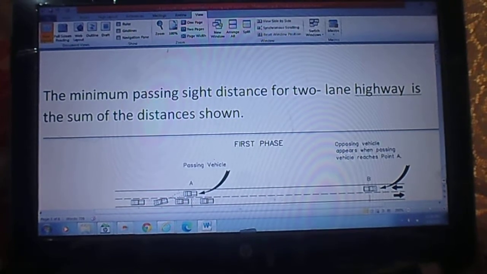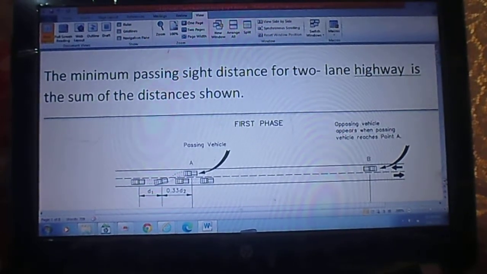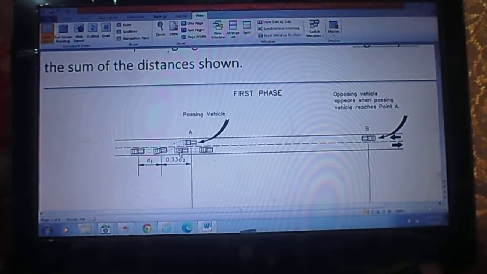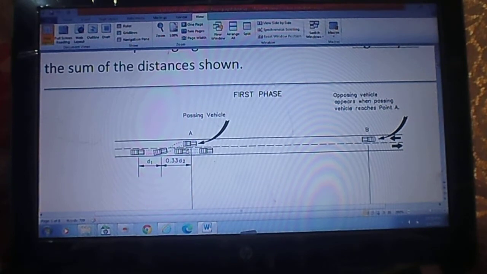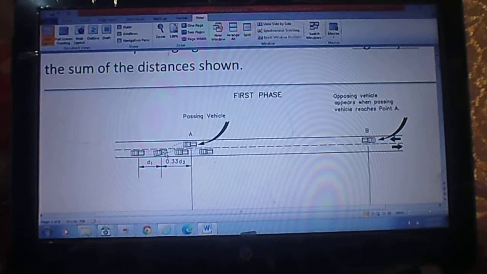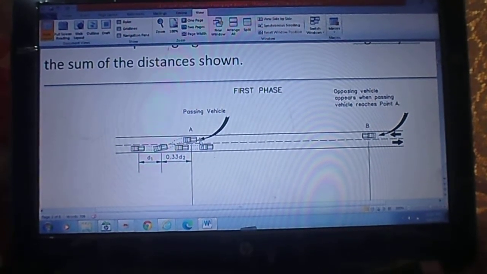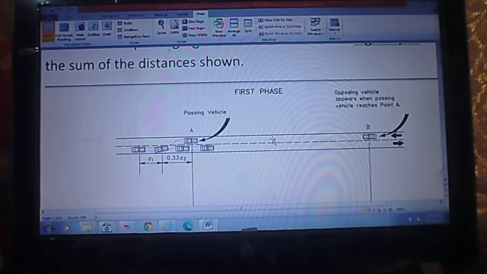Let's try to see a sketch showing a slow-moving vehicle and a passing vehicle. The passing vehicle is shown in the sketch making a maneuver from the right lane to the left lane along the Hibbard Avenue.